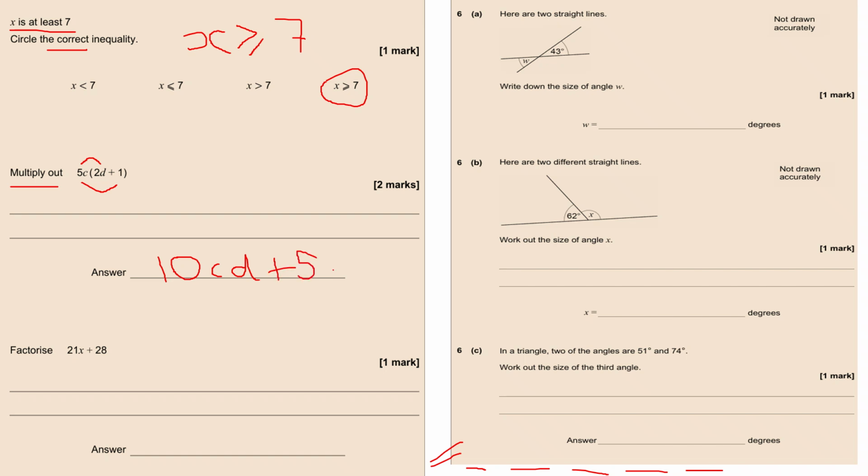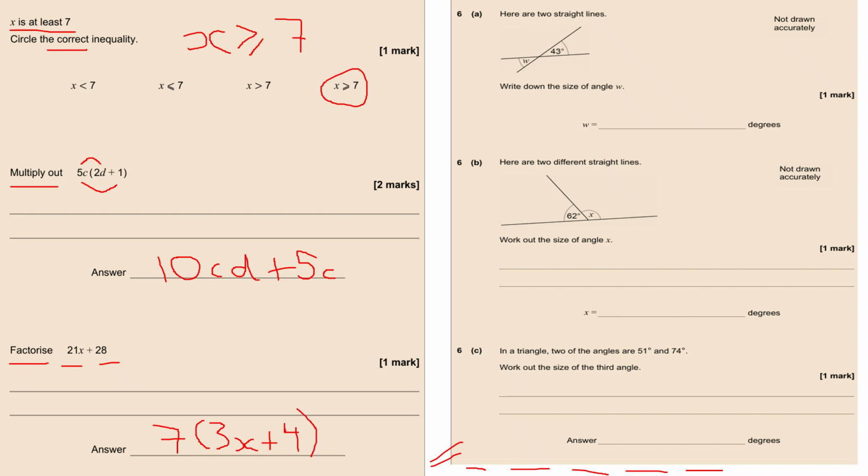Next up, we have to factorize 21x plus 28. So it means to put into brackets. The highest common factor is going to be 7. So 7 brackets. Now 7 times what makes 21x? 7 times 3x makes 21x. And 7 times what makes 28? In this case, it will be plus 4. 7 times 4, guys, is 28.